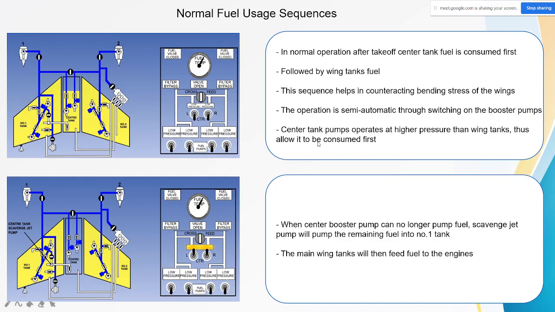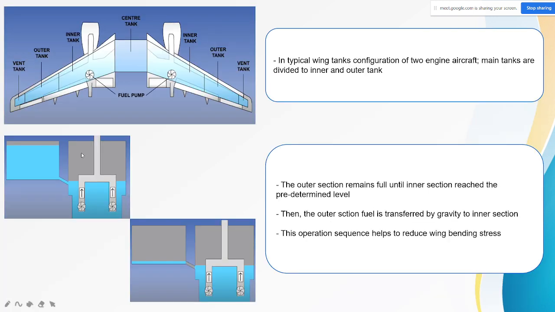Okay, the fuel sequence is like this. When fuel is consumed, the center tank will be consumed first, then the wing tanks. When the center tank is used up, the fuel tanks will change to the wing tanks. When the system starts to use the wing tanks, originally they are at the same level. This is the inner tank, this is the outer tank. The center tank is already consumed, no more fuel.